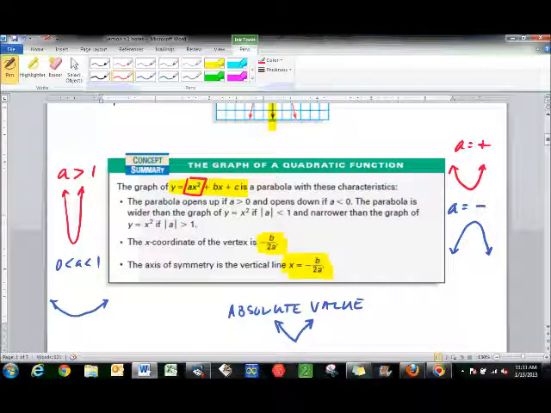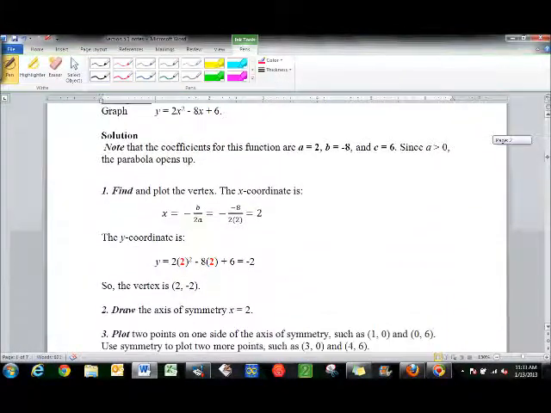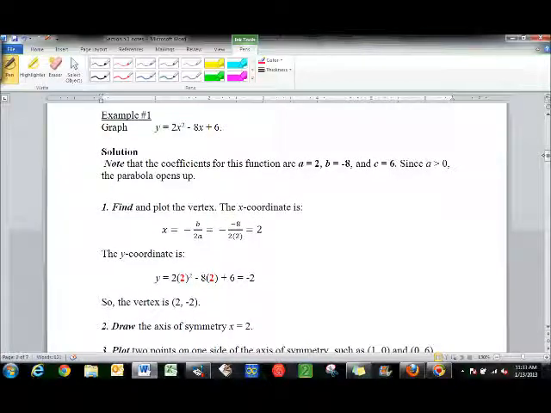So let's go ahead and take a look at our first example here. We have y equals 2x squared minus 8x plus 6. The very first thing that we really want to do is identify all of the parts. We need to identify A, B, and C, and since that 2, the leading coefficient, is greater than 1, we know that it's going to be a little bit skinnier, and since it's positive, we also know that it's going to open up.